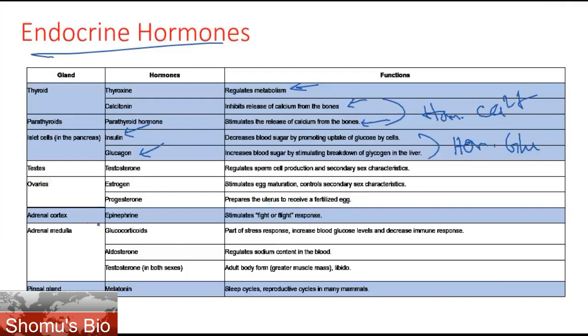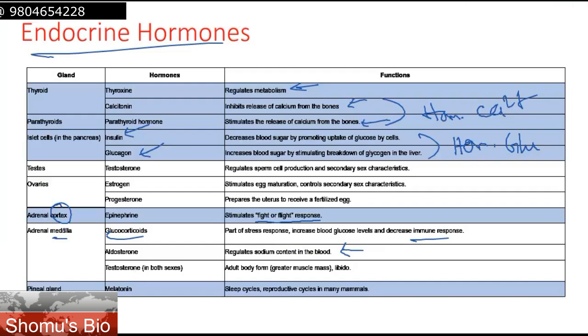Now the adrenal cortex secretes epinephrine. The adrenal gland secretes epinephrine, which stimulates the fight or flight response. Remember, the adrenal gland can produce many different types of hormones. One of them is glucocorticoids, part of the stress response, which increase blood glucose level and decrease immune response. And aldosterone regulates the sodium content in the blood, again related to sodium concentration homeostasis in the blood.